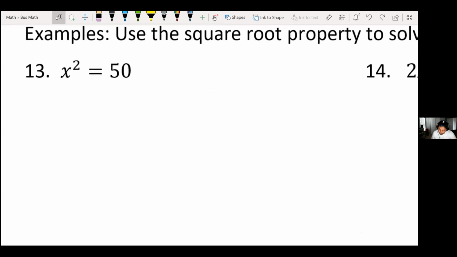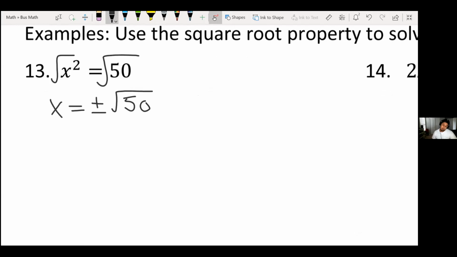So let me make this bigger. Okay, x squared equals 50. Using the square root method from above, I just square root both sides. And the square root of x squared is going to be x. And I get x equals plus or minus the square root of 50. Well, we just can't leave it like that. We have to break down the square root of 50.